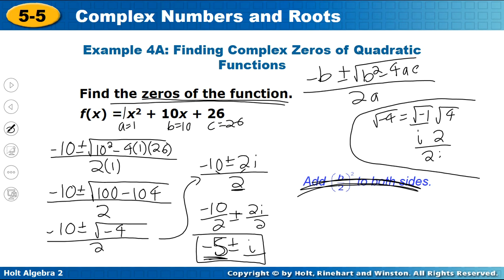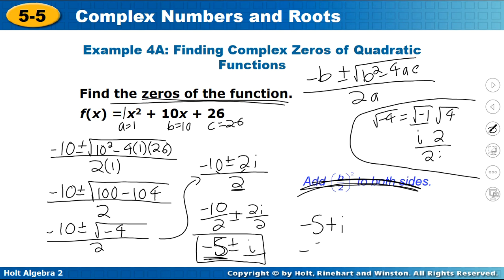And we have both complex conjugates in this as well, because we still have the plus and minus that's part of the equation. So really, you could write it, if you really wanted to, as negative 5 plus i and negative 5 minus i. But writing it as negative 5 plus minus i, essentially writing both of these in one. So leave that as your answer and you're done.